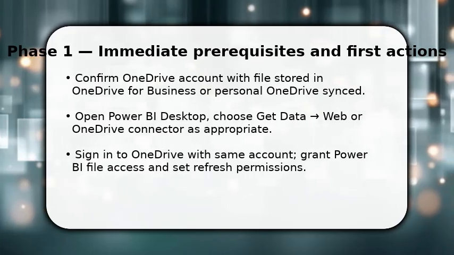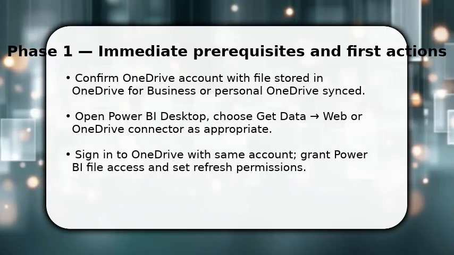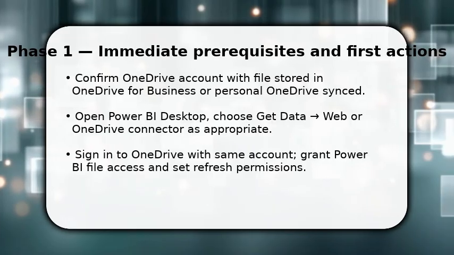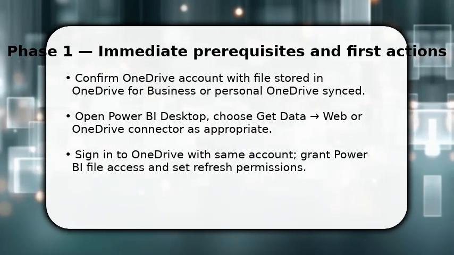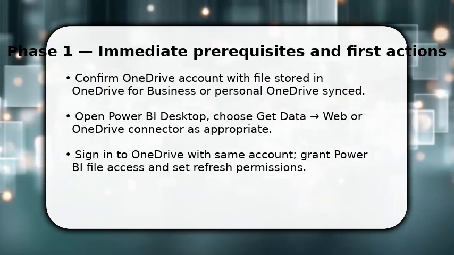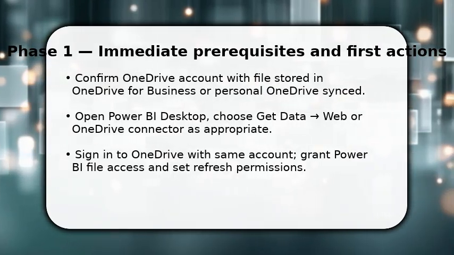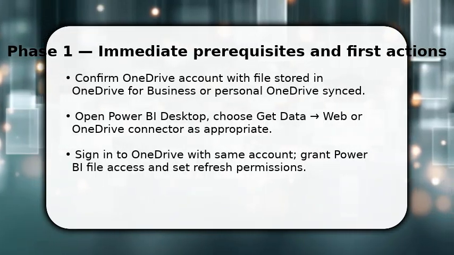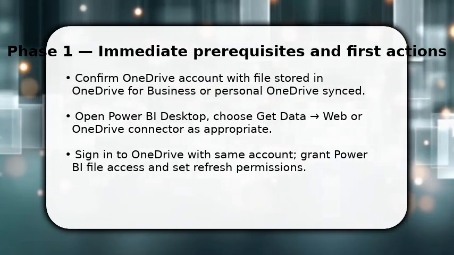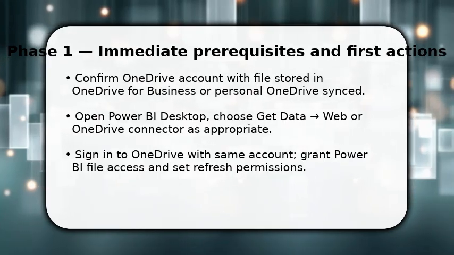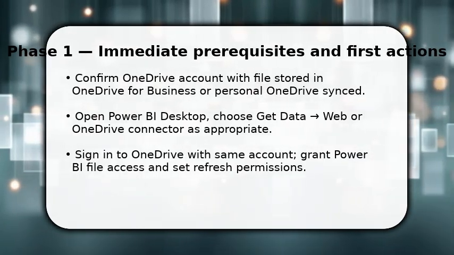You'll start with a OneDrive file already in the cloud. Make sure it's the account you'll sign into from Power BI. Open Power BI Desktop and select Get Data. Choose the OneDrive connector if available. Otherwise, use Web with the OneDrive file URL. Sign in with the same Microsoft account and grant permissions so Power BI can access and refresh the file. Doing this now prevents permission headaches later and keeps your dataset linked for automatic updates.